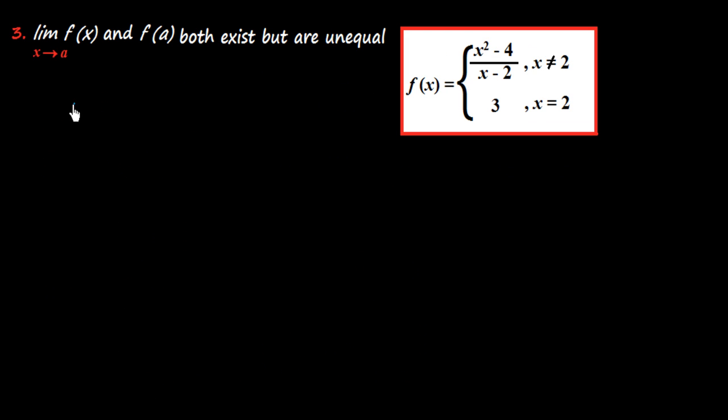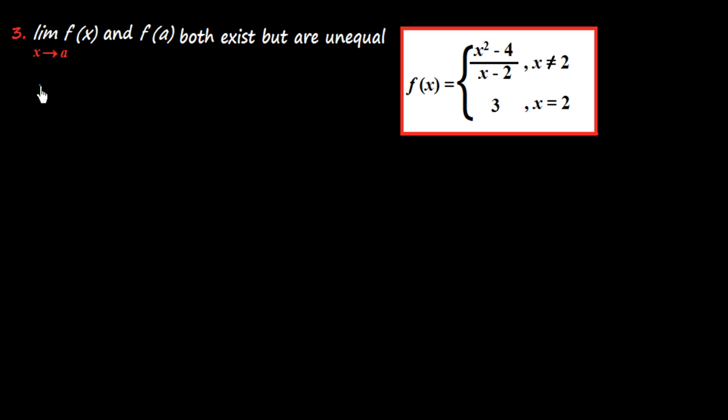Now we see the third one. Limit of f of x as x tends to a and f of a both exist but are unequal. They are not equal. So here you see the function f of x is equal to x square minus 4 over x minus 2, where x is not equal to 2. Here we have to find the left and right hand limit. And if x is equal to 2, it is 3. It is given to us. So we find out the value of limits left and right and whether the limit exists or not. The limit exists here, but I directly find out the limit.